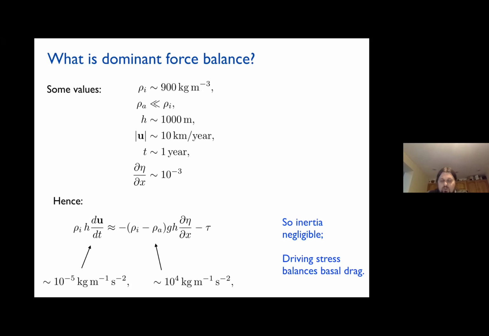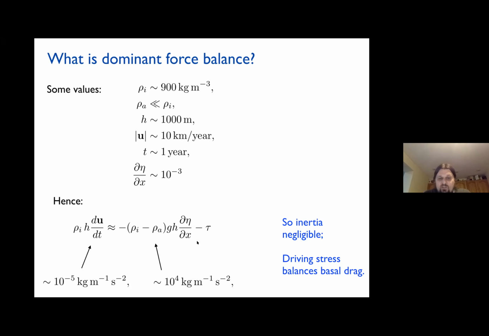And for those of you who've done some fluid mechanics, this means you've got a low Reynolds number flow. You could have estimated the Reynolds number at the outset if you had an idea what the viscosity is. We've come at this from a slightly different angle here. And the other thing you find is that the driving stress is basically balancing the basal drag, is the conclusion that you have to draw. So in order to satisfy this equation, you must have relatively large basal drag.